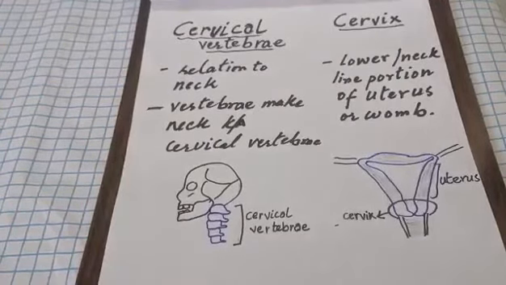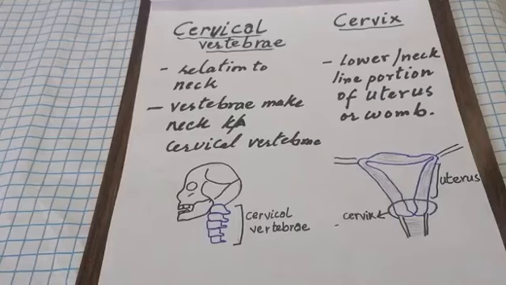The other term is cervical or cervix. The first word you can see is cervical, as in cervical vertebrae. Mostly this word is used with the vertebrae. Our vertebral column, or backbone, is a long structure made up of vertebrae. We have regions in our vertebral column: the neck region, the thoracic region, the abdominal region, the tail region, and the sacral region.